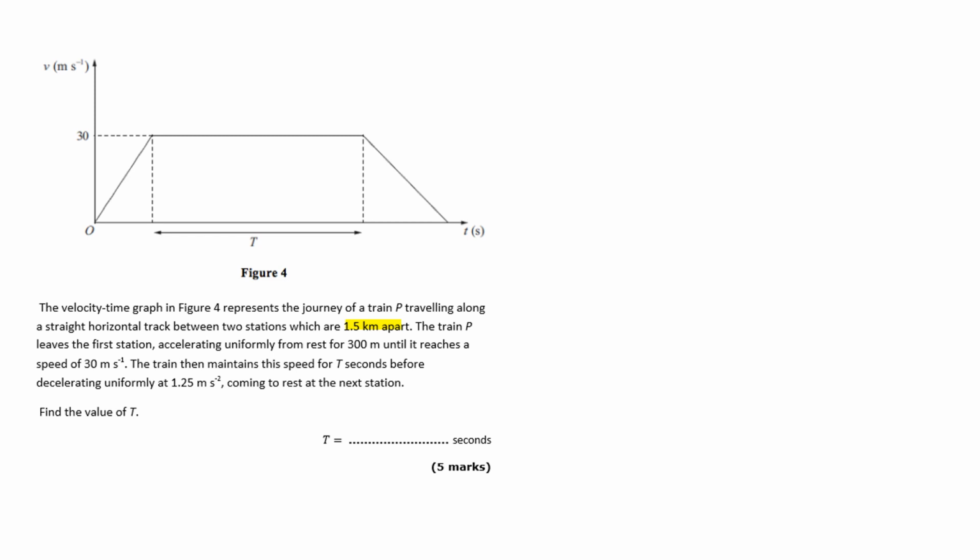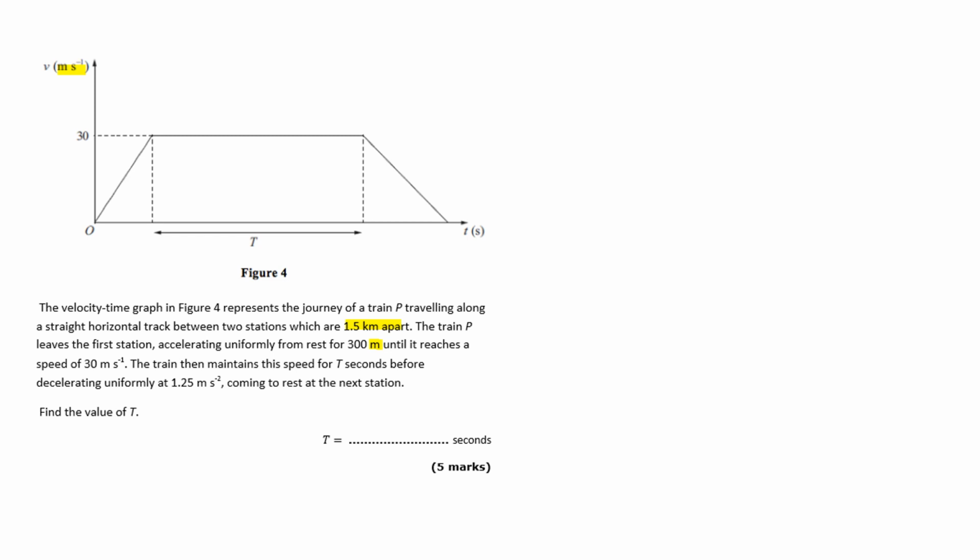But we also notice that the units for everything else is in metres. We've got metres per second on the y-axis for the velocity. So if we change that 1.5 kilometres, the area of that trapezium is going to be 1500 metres.